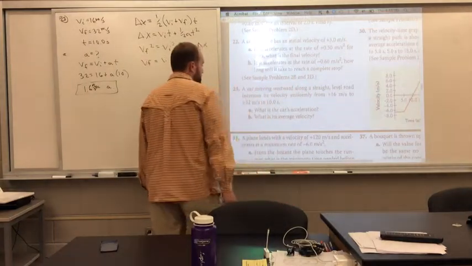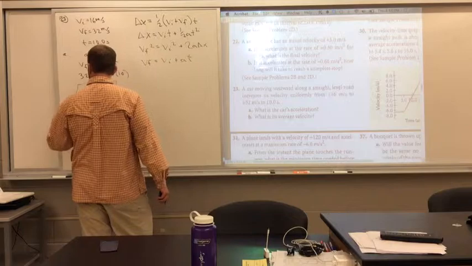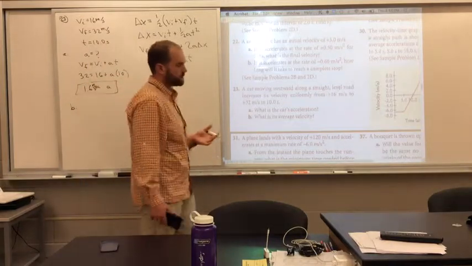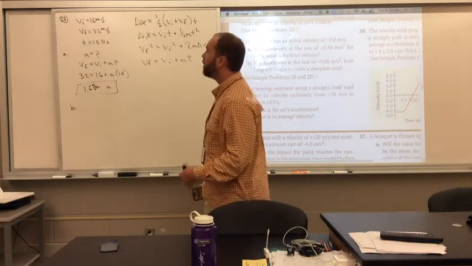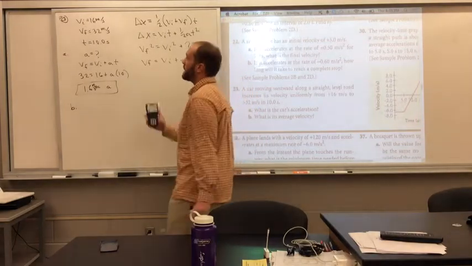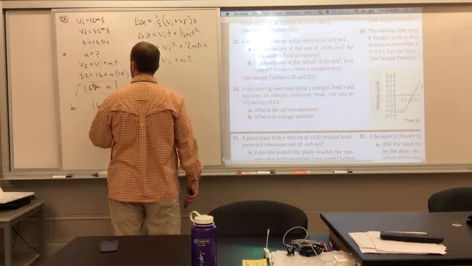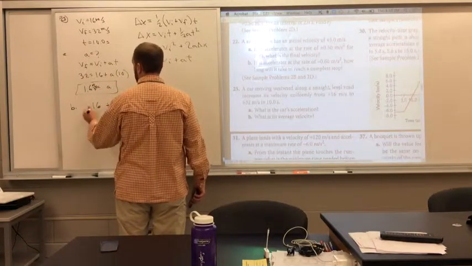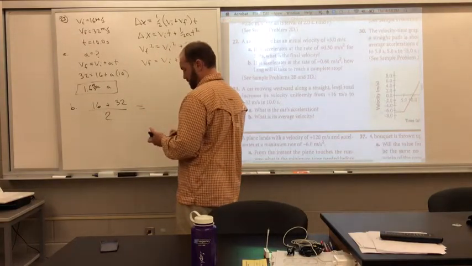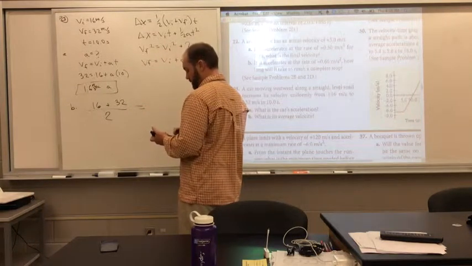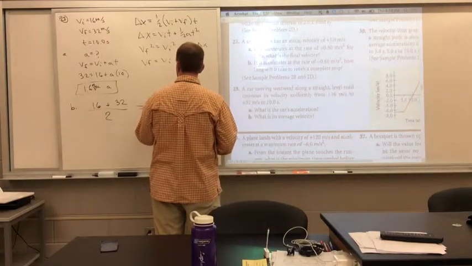The second part of the problem asks, what's its average velocity? There are a couple of ways you could do this. I could find the total distance that it covers and divide that by the total time. Or I could take my initial velocity and my final velocity, add them together, and divide by 2, because there's 2 of them. 32 plus 16 divided by 2 gives me 24 meters per second.